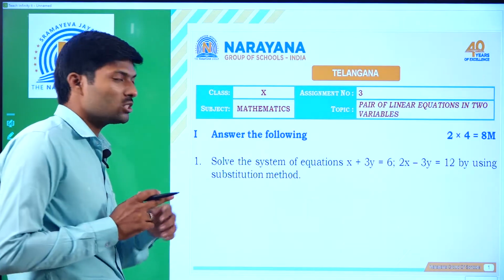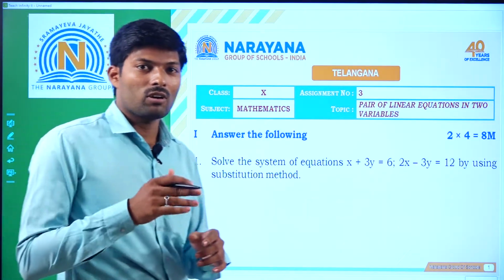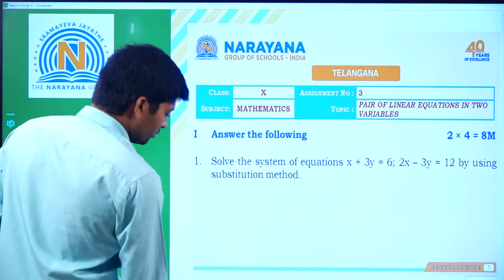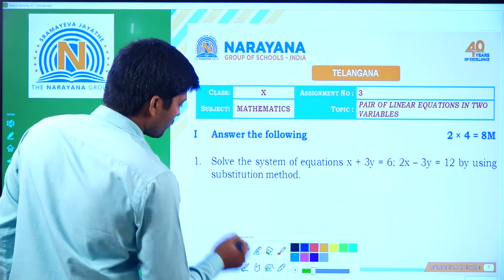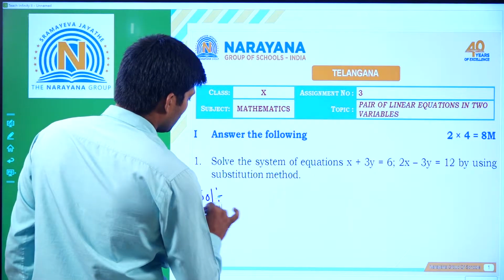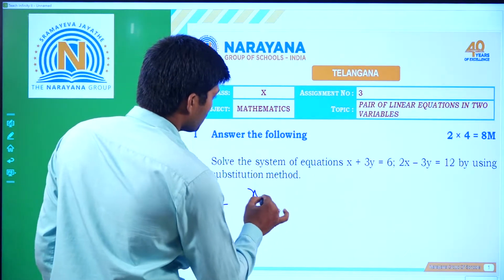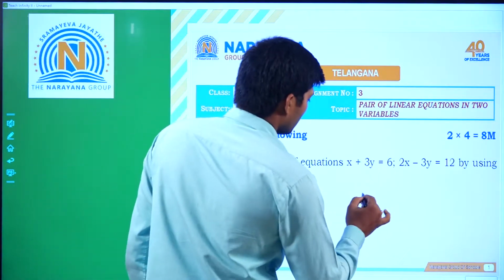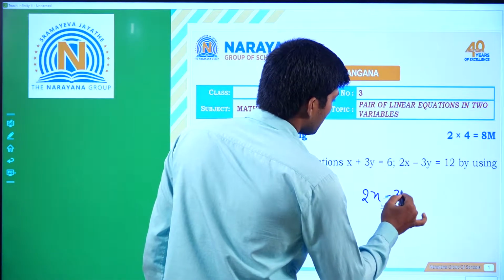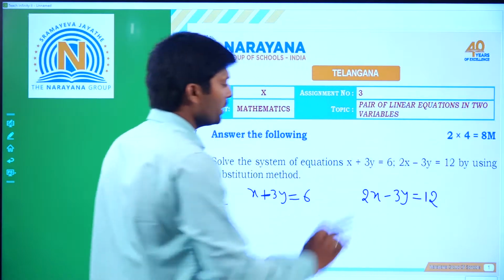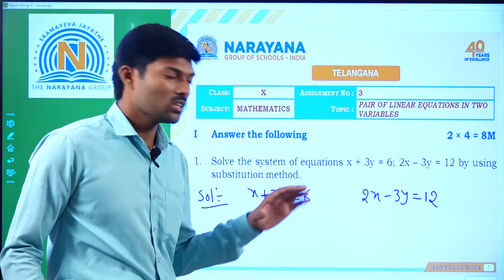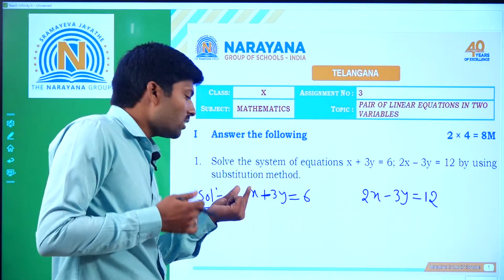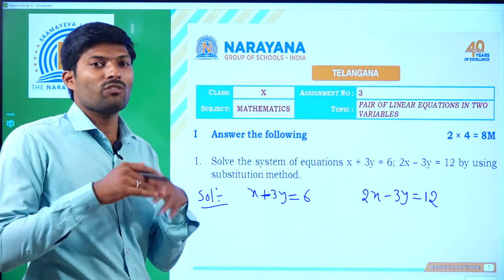This comes under the algebraic method to find the solutions of the given two linear equations. The given equations are x plus 3y is equal to 6, and 2x minus 3y is equal to 12. In this method of finding the solution, in the first step, find the value of one variable in terms of another variable.